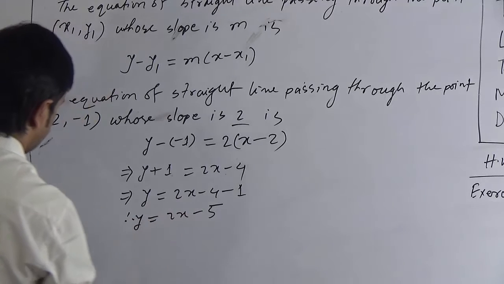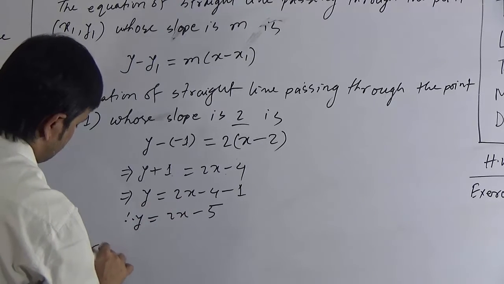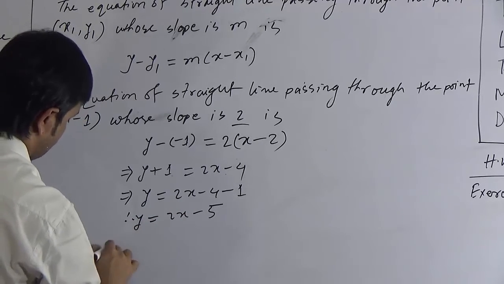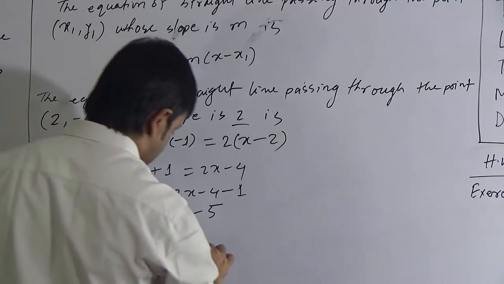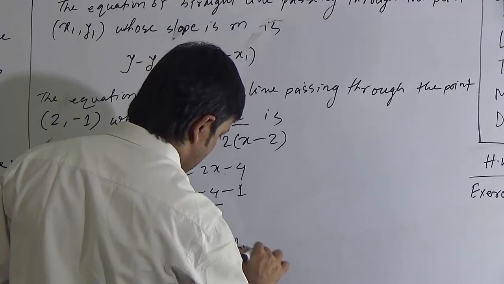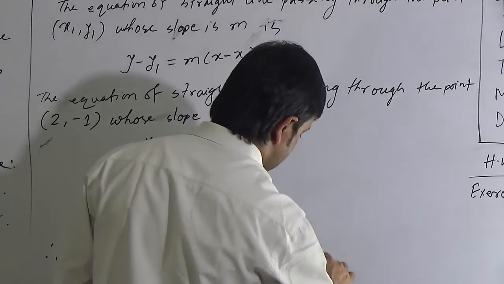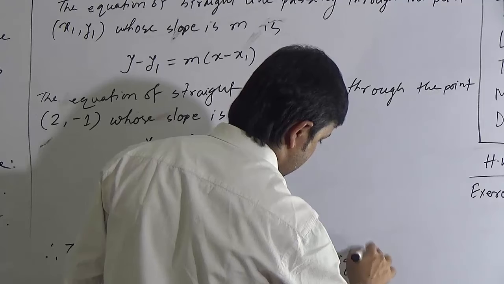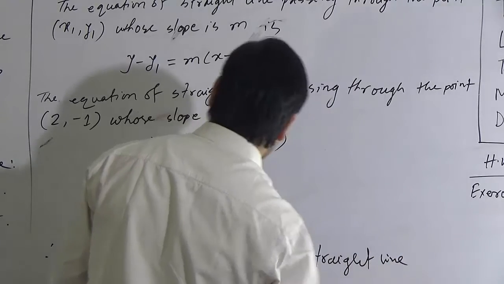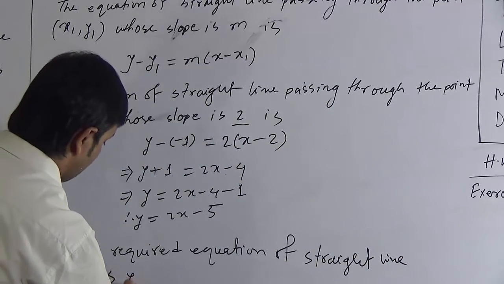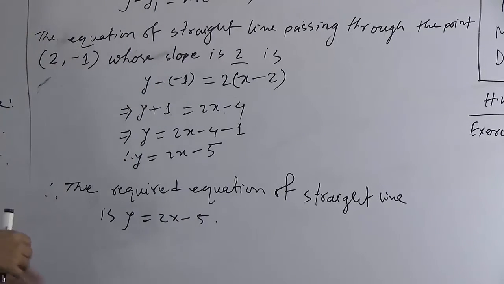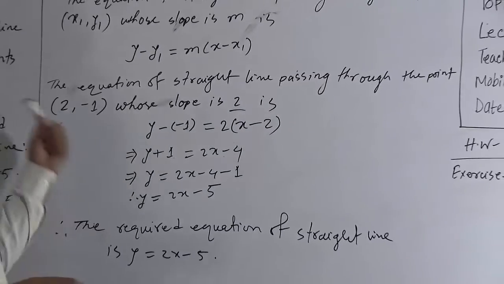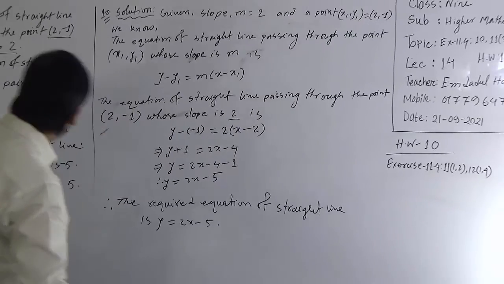So we can say therefore the required equation of straight line is y equal to 2x minus 5. This is the required equation of straight line. Dear students, I hope you have understood the solution of question 10. Now I will solve question 11.3.